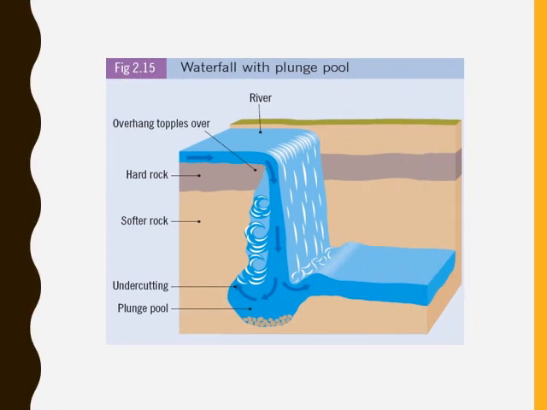Waterfall with plunge pool. As you can see, the river is flowing down from the top and it is hitting the plunge pool, or hitting the material which is downside. When it hits the material or the land or the surface, it will undercut all the surface, and then it will form the plunge pool where the water will flow and it will move forward.